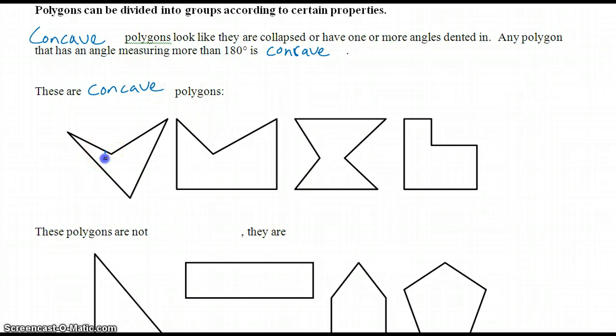If we look, here's my angle that measures more than 180 degrees. Here's the angle that's more than 180 degrees. This shape actually has two angles that are more than 180 degrees, and this one has one.